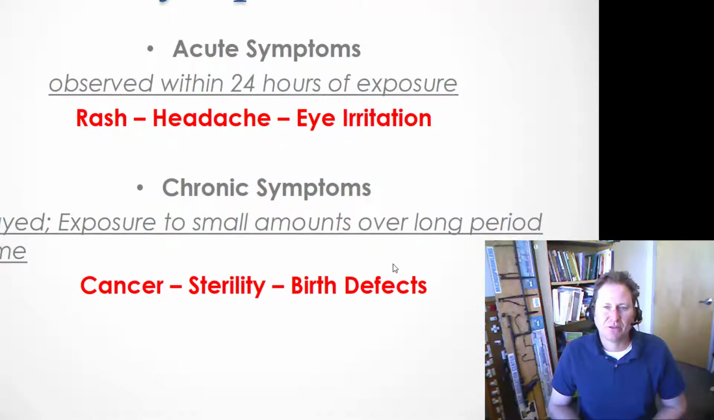So if you have pesticide poisoning symptoms you need to be aware of, and typically you need to look for these symptoms in other people. So acute symptoms are observed immediately up to 24 hours of exposure. They would be rash, headache, or eye irritation. Chronic symptoms could be delayed, from exposure over a long period of time. So these are a little less known, but they can cause cancer, sterility, and birth defects. And so these happen a little bit over a long period of time.